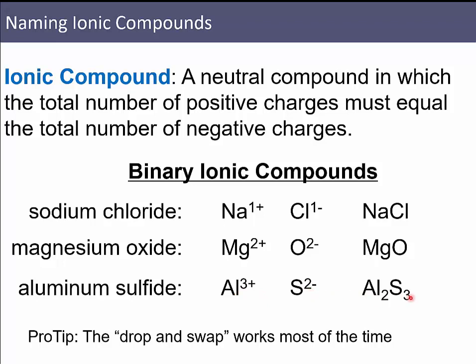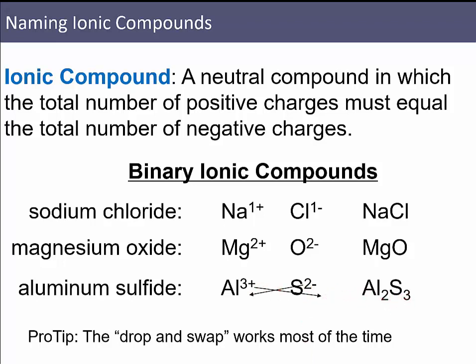Pro tip, the drop and swap method works most of the time. So you're going to take whatever this is up at the top, and you're going to drop it. So this was a 3+ on here. You're going to move that 3 down by the sulfur. And then you're going to do the same thing with that 2, and you're going to move it down next to the aluminum. So you get Al2S3. It's just called the drop and swap method.